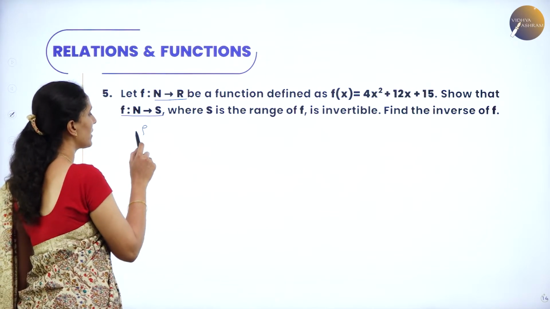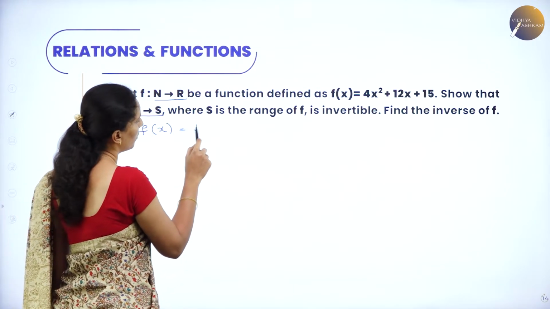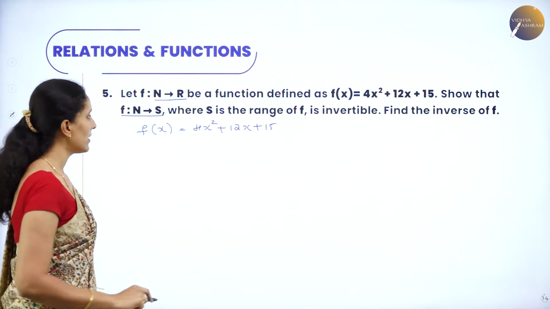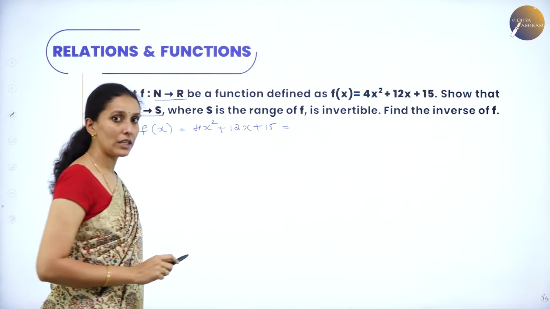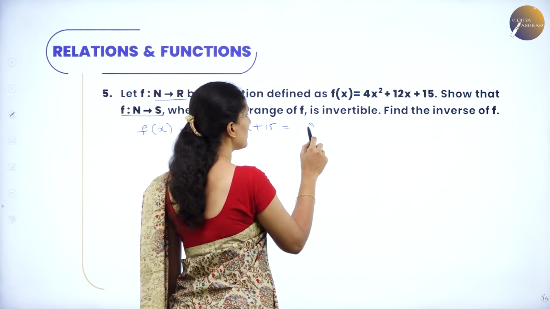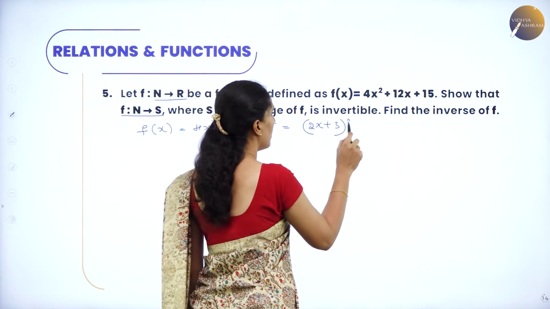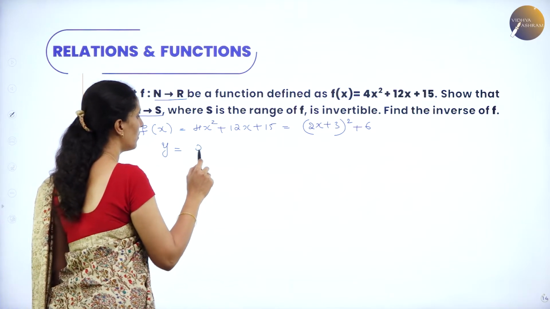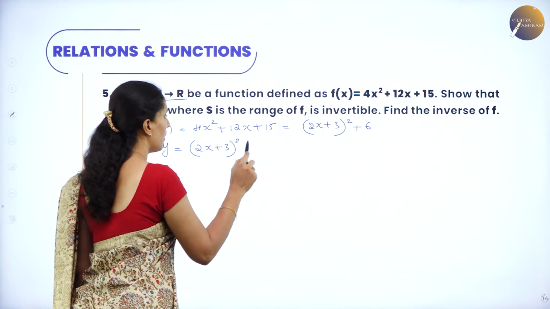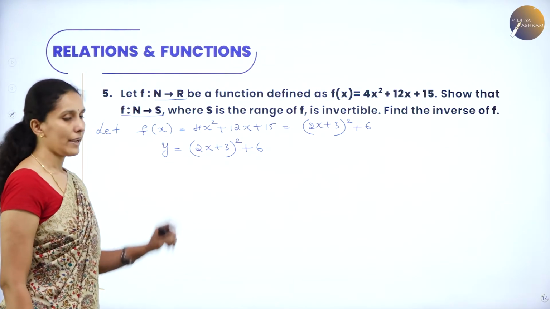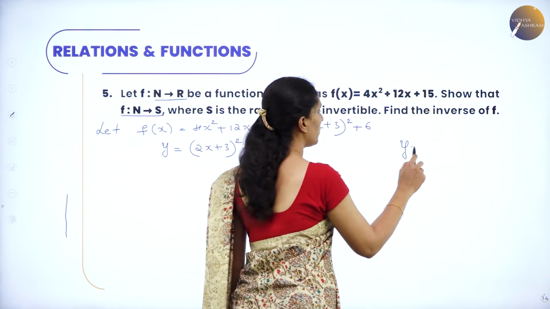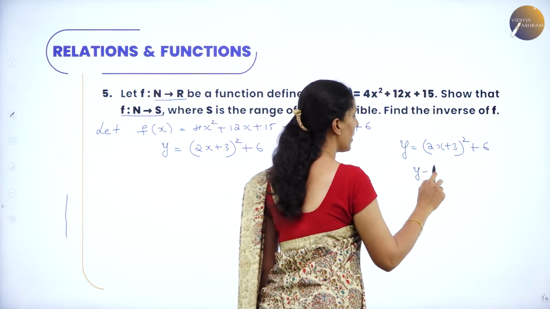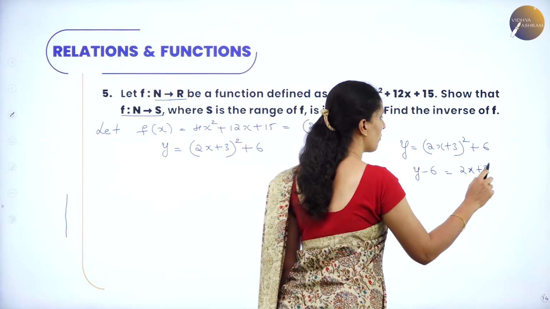So here f of x is given in the form of 4x square plus 12x plus 15. We'll simplify this and factorize it, or by using the completing square method, we can write this as 2x plus 3 whole square plus 6. So let y be equal to 2x plus 3 whole square plus 6. Now let us find out x. So we have here y is equal to 2x plus 3 whole square plus 6. So here we get y minus 6 is equal to 2x plus 3 whole square.